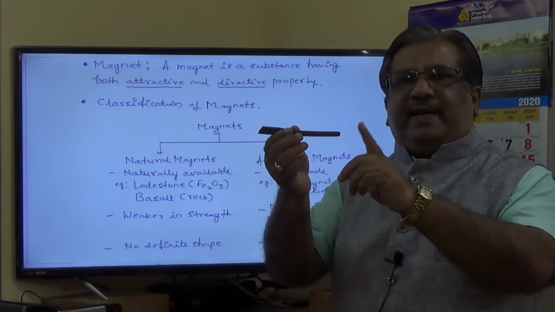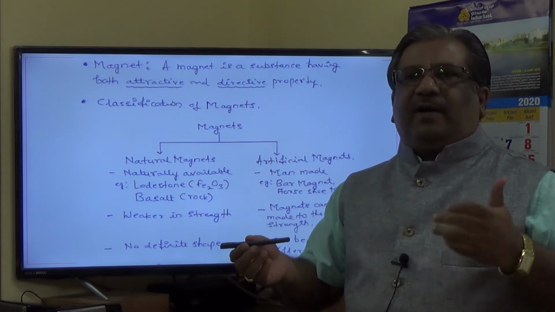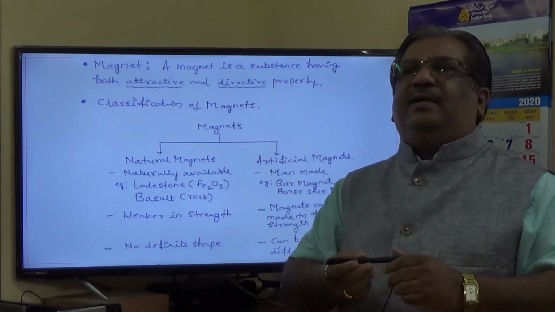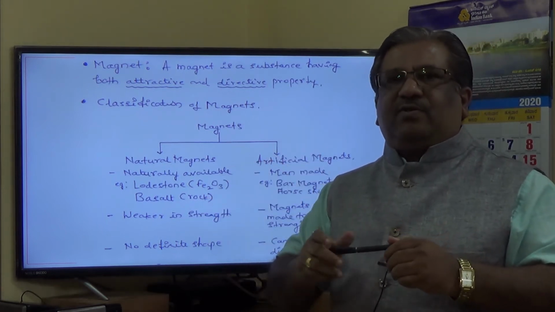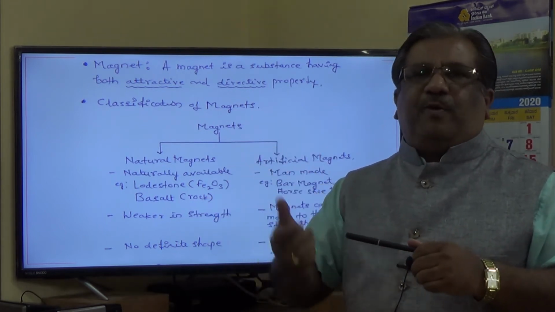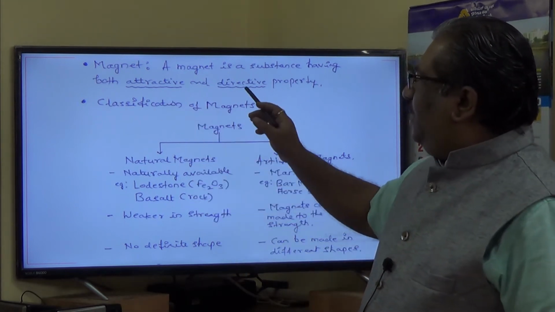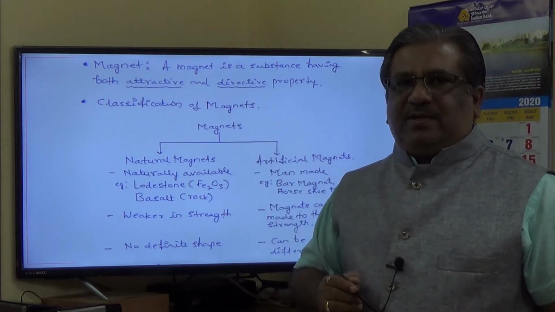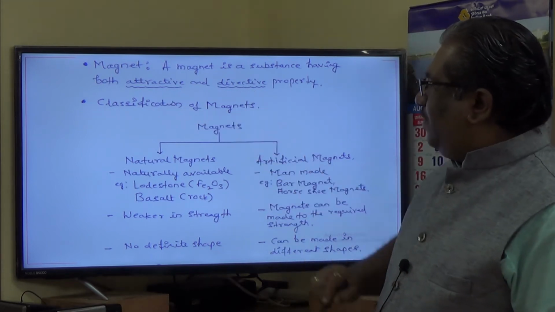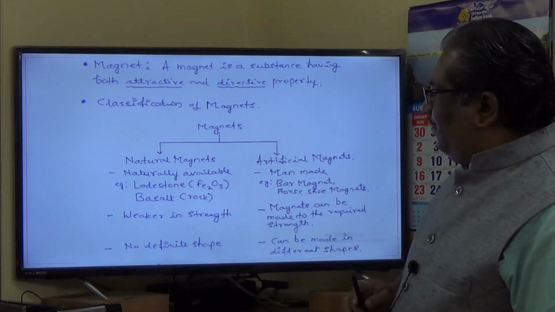The pole or the end that shows the geographical north is called a north seeking pole or a north pole of the magnet, and the end that points towards the geographical south is called the south pole of the bar magnet. Okay, and therefore it has a directive property also. You understood? Next, classification of the magnets, mainly natural magnets and artificial magnets.